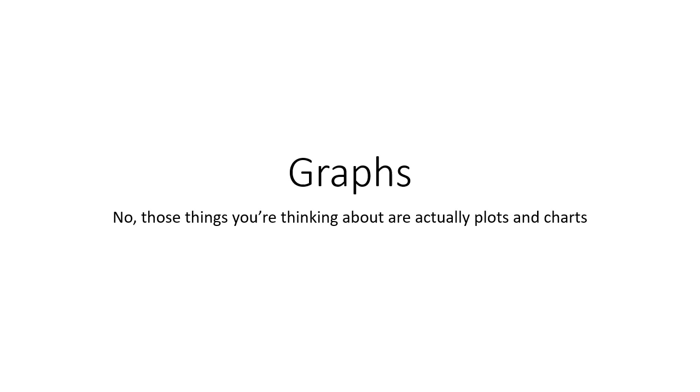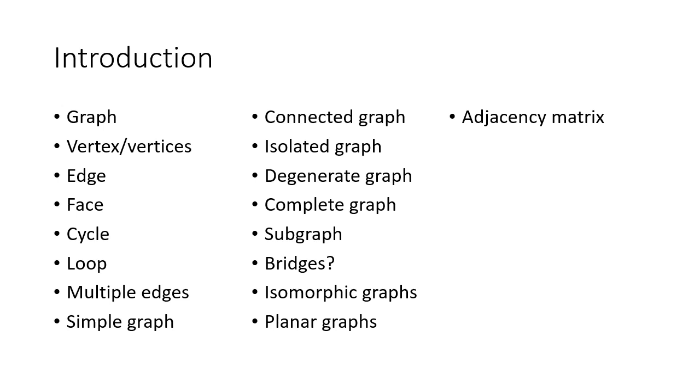Graphs. No, those things you're thinking about are actually plots and charts. Okay, in this introduction, we're going to go through quite a few terms. Graph or graph. Vertex, vertices, same as matrix, matrices. Edge, face, cycle, loop, multiple edges, simple graph, connected graph, isolated graph, degenerate graph, complete graph, subgraph, bridges, isomorphic graphs, planar graphs, and adjacency matrix. Yes, matrices, they're back.